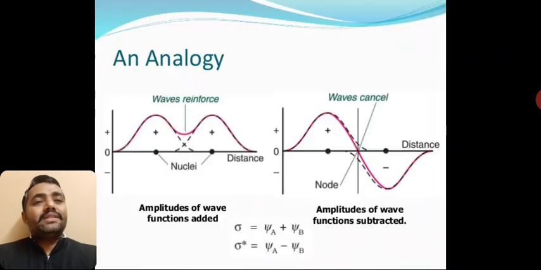Here is another diagram to help you understand, an analogy. How will you represent the wave function? Like this: positive sign above and negative sign below. The amplitude of the wave function is added, meaning one orbital overlaps with another orbital, one orbital added to the other. In the same way, positive overlap forms a sigma bonding molecular orbital. Sigma is equal to psi A plus psi B, which you can read as the wave function of atom A plus the wave function of atom B.